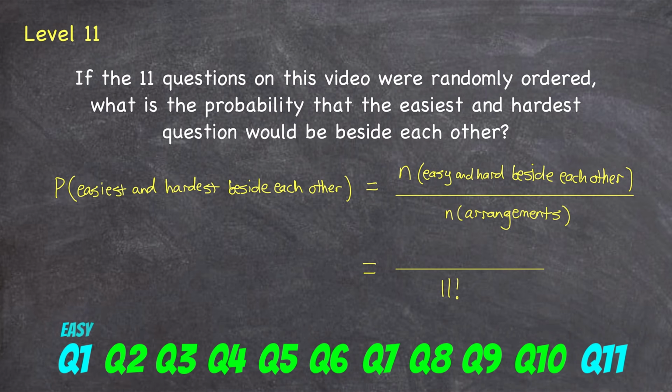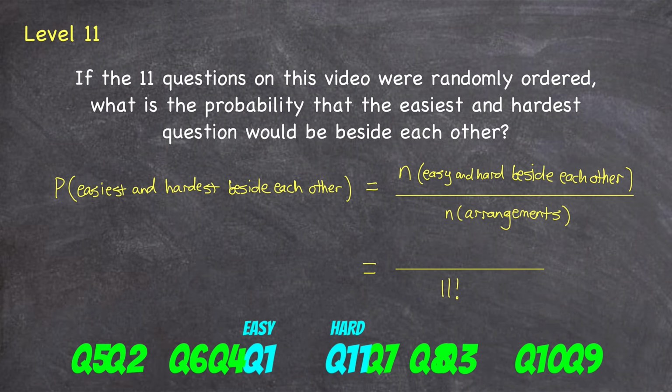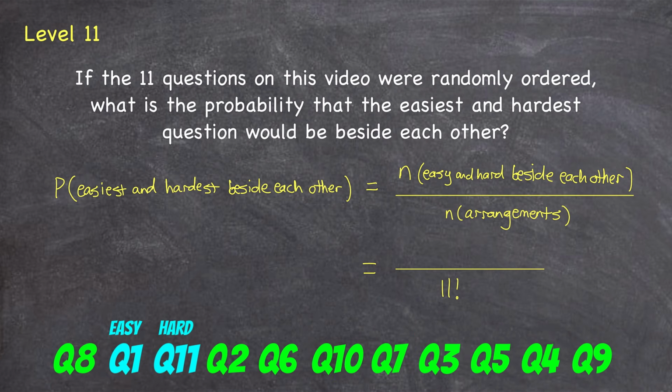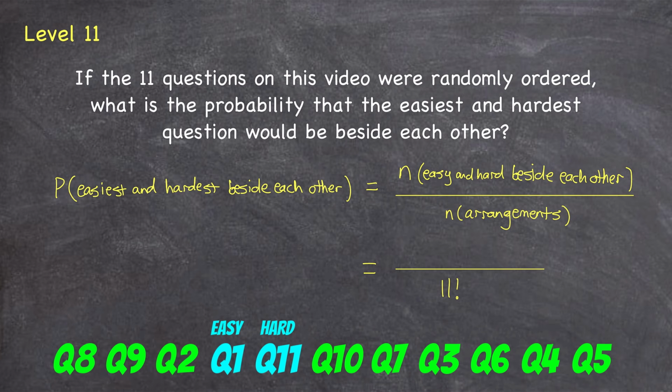So if question 1 is the easiest and question 11 is the hardest, if I were to make an arrangement with 1 and 11 beside each other, notice that all the different arrangements I make where they're beside each other, they're always moving together. So you can think of question 1 and 11 as a single question. You can group them together. So instead of having 11 items to arrange, we really only have 10 items that we're arranging if we're always keeping 1 and 11 together. So the number of arrangements that have 1 and 11 beside each other would be 10 factorial.